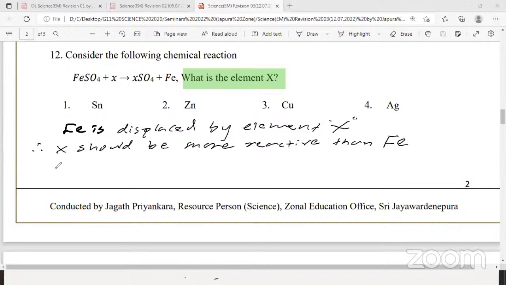That means X is above iron in the activity series. So my third argument is this. If iron gets displaced by X, X should be more reactive than iron. X should be above iron in the activity series. Look at the screen. It should be above iron in the activity series.